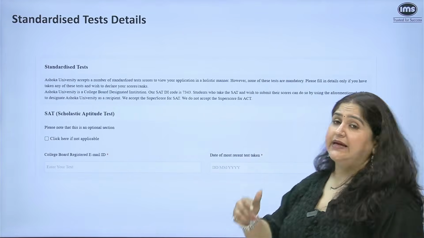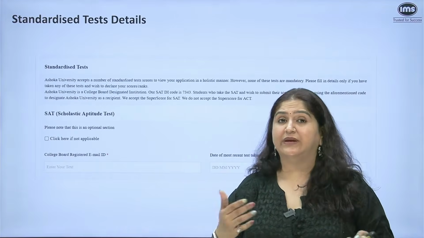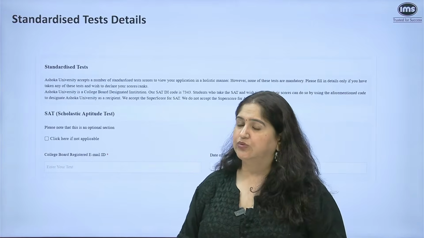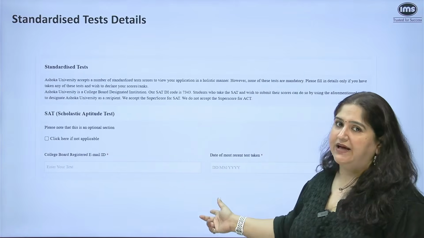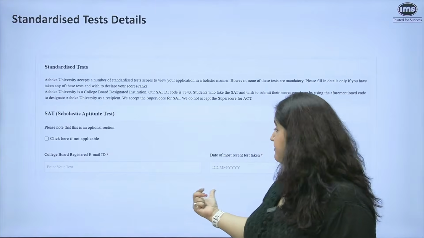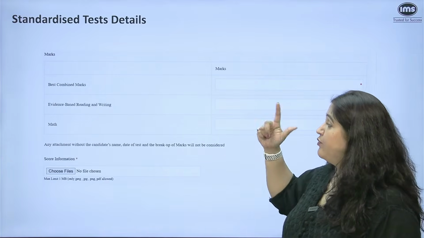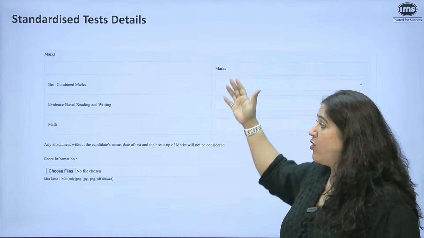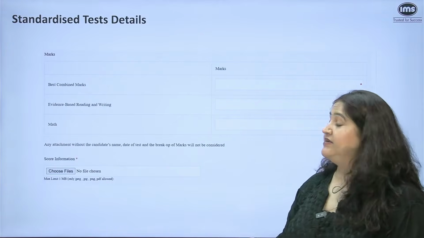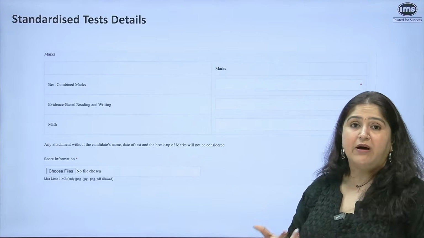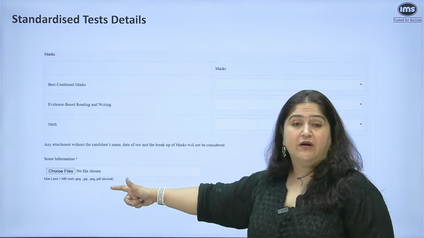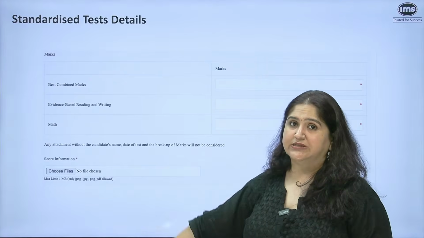Standardized test: in case you have given your SAT or ACT, or are planning to give your CUET, this is where you will have to declare it. If you're giving your SAT scores, ensure that you're updating the details here. If you are giving your ACT scores, all the details have to be updated, whether it is best combined marks, evidence-based reading and writing, whatever mark sheet information you have. You will have to upload it here, ensuring that you upload the mark sheet as well.